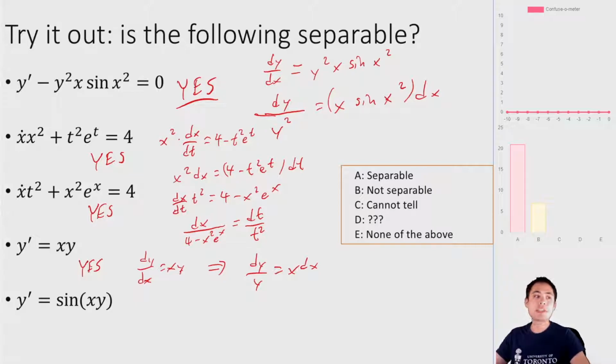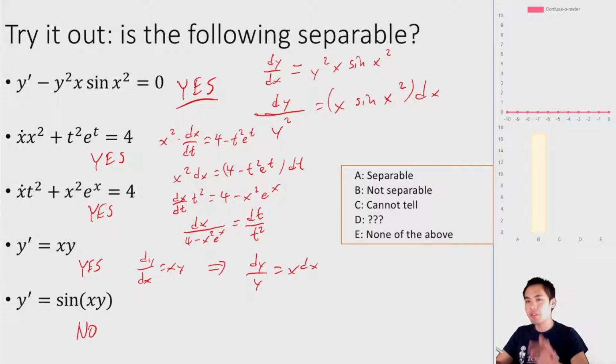What about y prime is equal to sine of xy? Let me reset before you guys type. Is this separable? Okay, so it looks like most people say no. And in fact, this is our only example here of one that isn't separable.